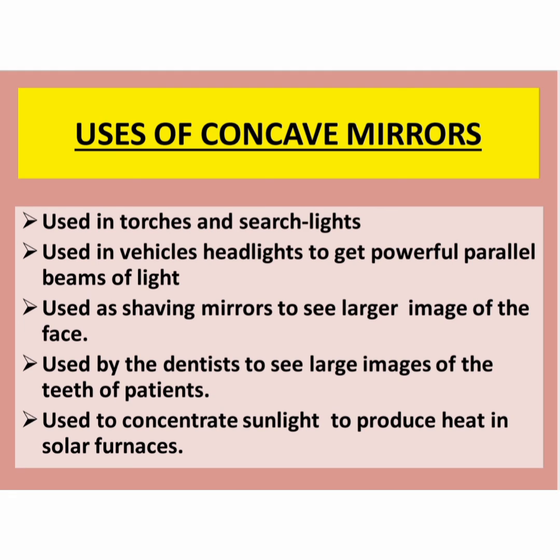The second point, it is used in vehicle headlights to get a powerful parallel beam of light. The concave mirror is also used in headlights of vehicles, which gives a powerful parallel beam of light rays. The light rays will be very powerful, more effective, more bright, more powerful. And also the beam of light rays will be parallel. So it is used in vehicle headlights.